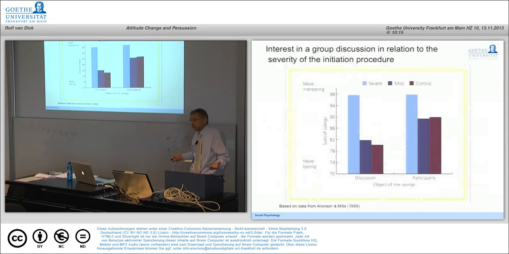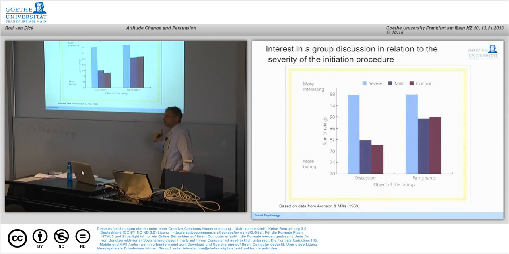And according to cognitive dissonance theory, these effects were predicted. You see in the control group, the red bars, and in the mildly embarrassing condition, people were not finding this discussion very interesting. So 70, 74, 78 is the more boring part of the scale. In the severe condition, they enjoyed the discussion. They said 98 on the 100 point scale. Yes, I found that really interesting.